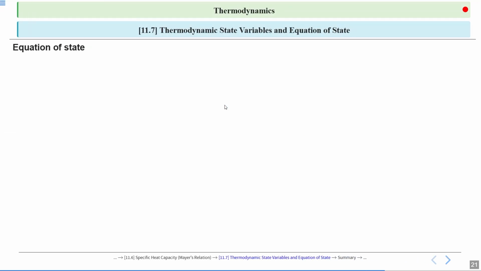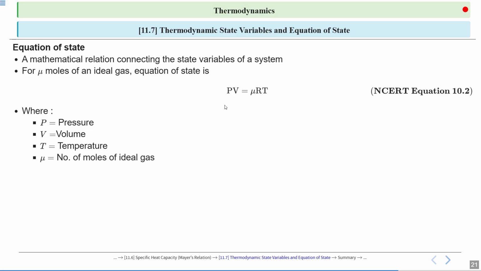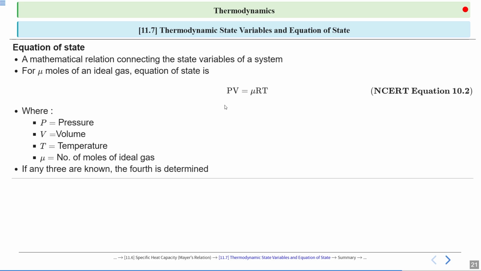Equation of state: a mathematical relation connecting the state variables of a system. For mu moles of an ideal gas, the equation of state is PV equal to mu RT, where P is pressure, V is volume, T is temperature, and mu is the number of moles of ideal gas. PV is equal to mu RT. This is a very important concept. If any three are known, then the fourth is determined.